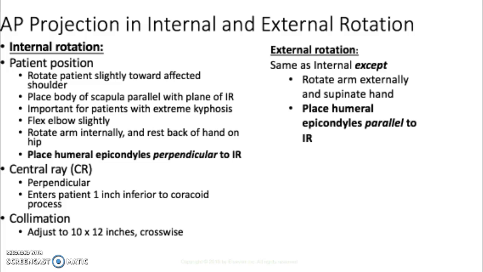The difference will be on an internal rotation, you're going to rest the back of your hand on your hips. Your hand will be rotated internally a little bit. And you want to look at the humeral epicondyles. They are perpendicular to the image receptor. That's going to be your best way to make sure that you have the proper position for the internal rotation. And external rotation, your hand is in the anatomical position, facing out, supinated, and your epicondyles are going to be parallel to the image receptor.